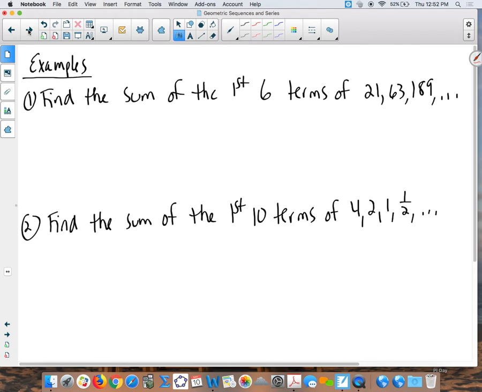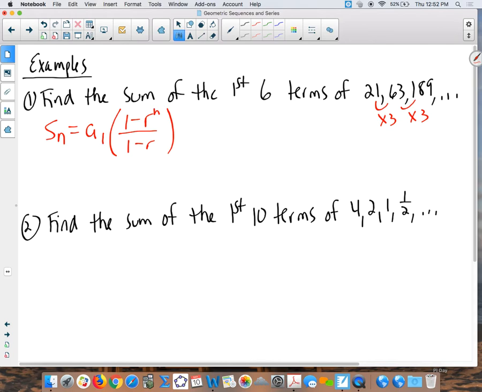All right, how does the sum work? Find the sum of the first 6 terms of this sequence. First we need to find our common ratio. Every time here we're multiplying by 3. So using our formula, again, write it down until you have it memorized: S sub n equals a sub 1 times 1 minus r to the n over 1 minus r.